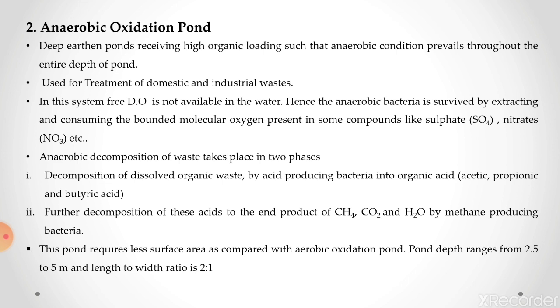Anaerobic decomposition of waste takes place in two phases. Decomposition of dissolved organic waste by acid producing bacteria into organic acids, that is acetic, propionic and butyric acid. Further decomposition of these acids to the end products CH4, CO2 and H2O by methane producing bacteria. This pond requires less surface area as compared to the aerobic oxidation pond. Pond depth ranges from 2.5 to 5 meter and length to width ratio is 2:1.